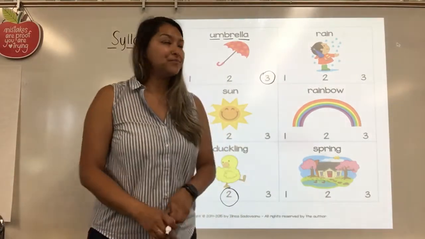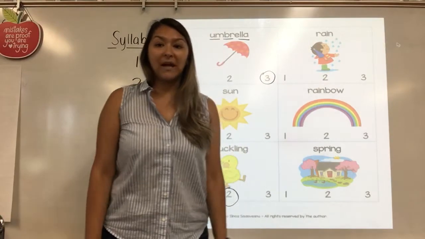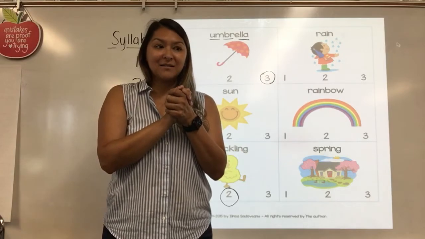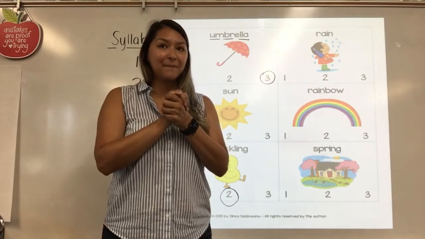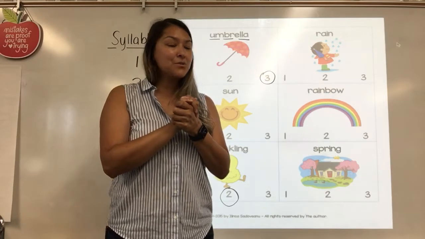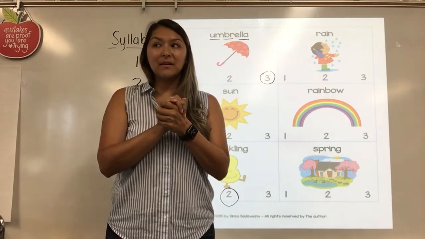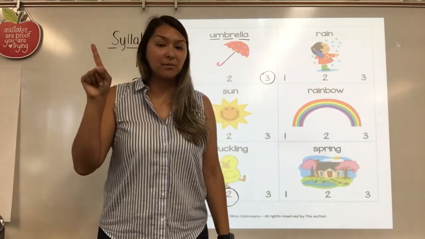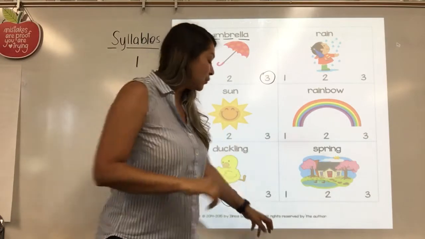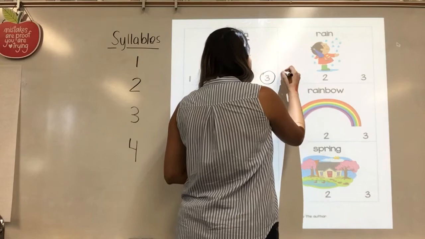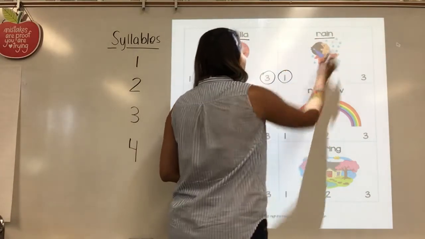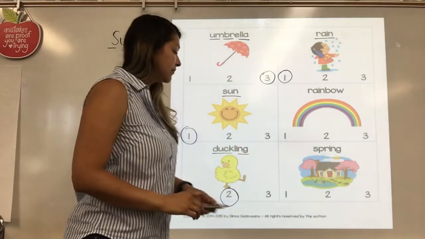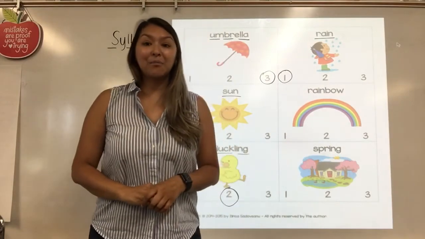Let's try these three. Up here we have the word rain. Rain. One more time. Rain. Say it with me. Rain. This one's tricky. Some of you might be thinking that it's rain-ee, but rain is actually only one syllable. So we're going to stick to the number 1 because I only hear one syllable in that word. This is also just one, and here we have duck, and then we have lean. Good.